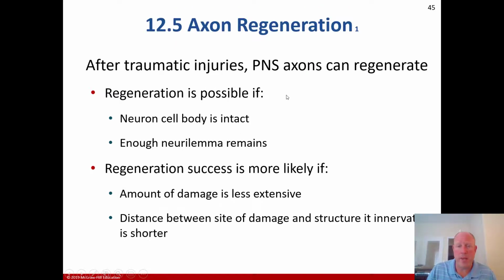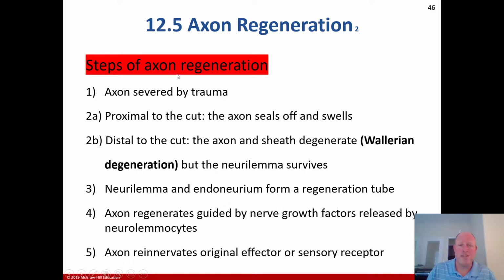After traumatic injuries, the PNS axons can regenerate. It's possible, however, if the neuron cell body is intact and if enough neurolemma remains. Regeneration success is more likely if the amount of damage is less extensive and the distance between the site of damage and the structure innervated is shorter. You don't have to know the steps of axon regeneration by rote. General understanding is important here, but you're not going to be tested on the different steps in axon regeneration.